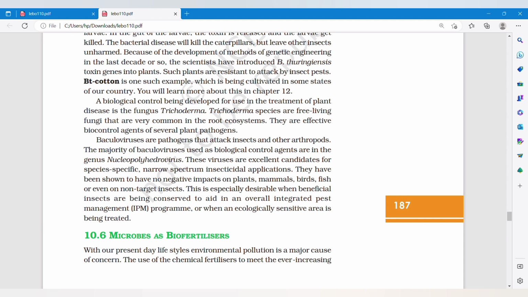They have been shown to have no negative impact on plants, mammals, birds, fish, or even non-target insects. This is especially desirable when beneficial insects are being conserved to aid in an overall integrated pest management, that is, IPM program, or when an ecologically sensitive area is being treated.